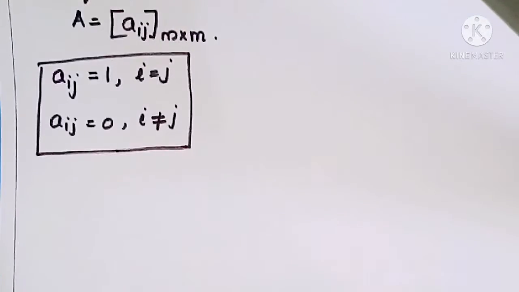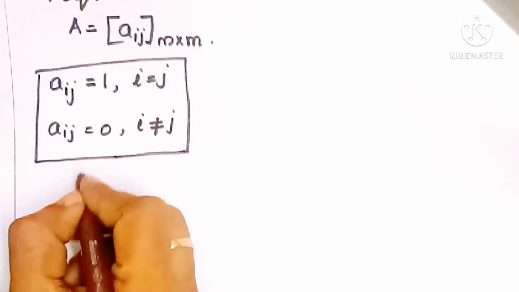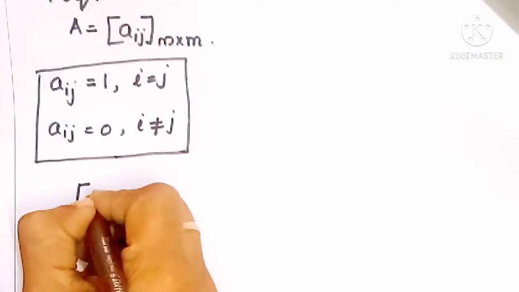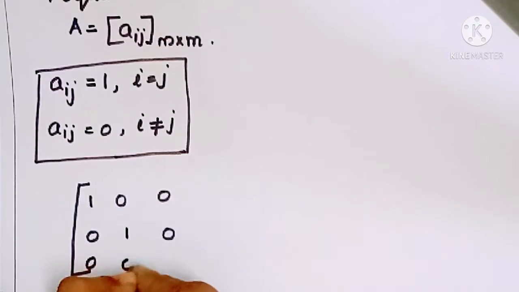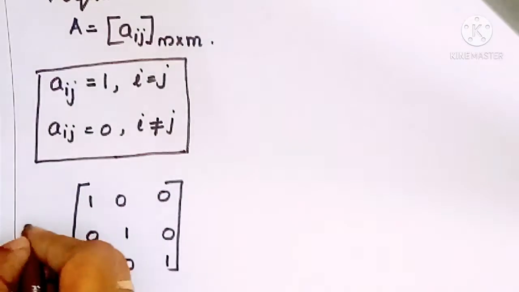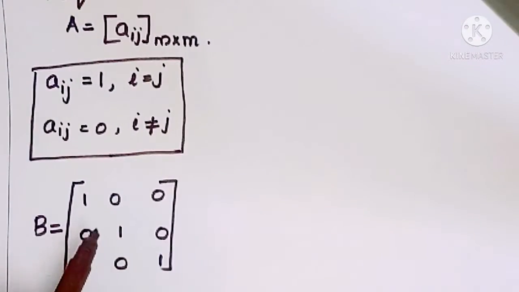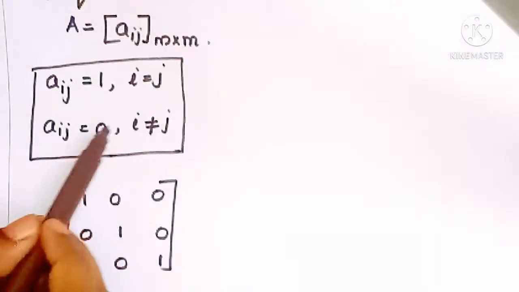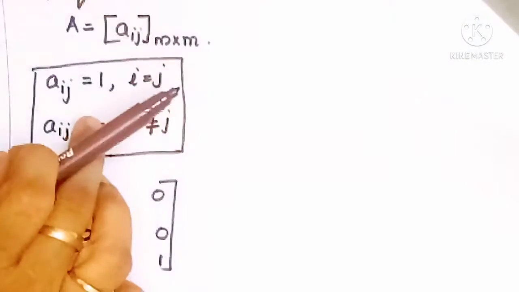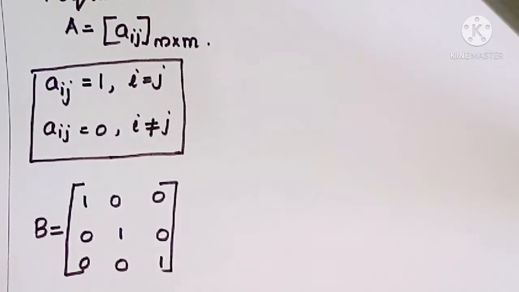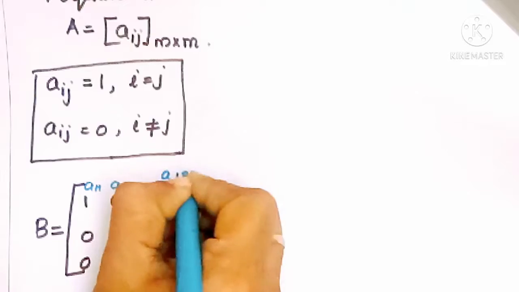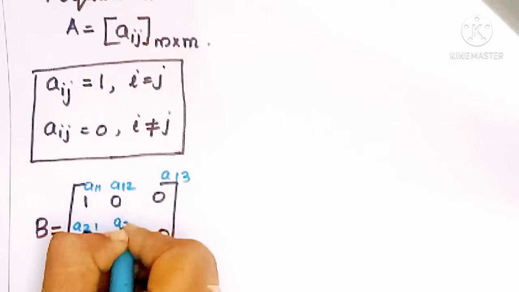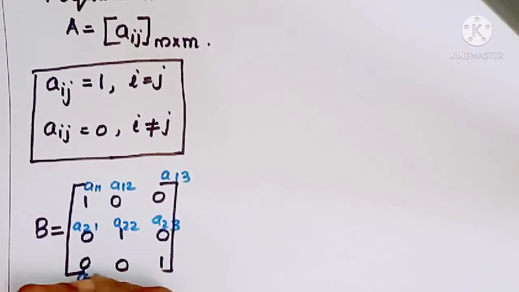So here we can write one example. Here I am taking a 3 by 3 unit matrix: 1, 0, 0, 0, 1, 0, 0, 0, 1. This is an example of a unit matrix. Here we can check whether this matrix satisfies this condition. First write the position values here: A11, A12, A13, A21, A22, A23, A31, A32 and A33.